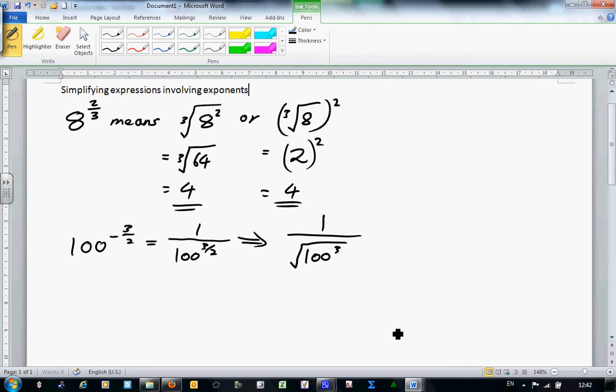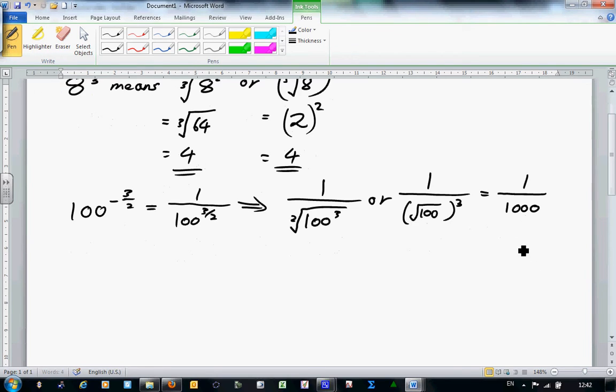So it's the square root of 100, cubed, or using the other way of looking at it, I can do the square root of 100, cubed. This is actually easier, so it's 1 over, the square root of 100 is 10, and I have 10 cubed, which is 10 times 10 times 10, which is 1000. Okay, so that's what I end up with.